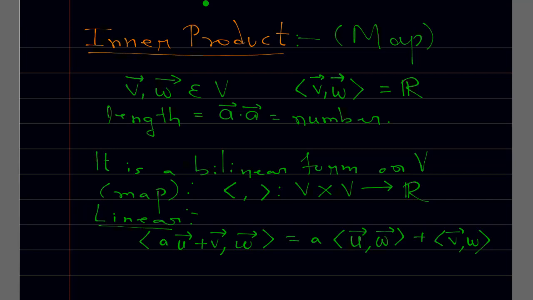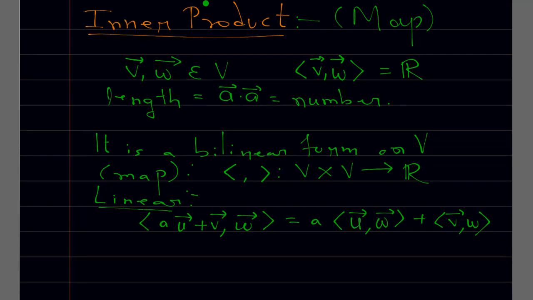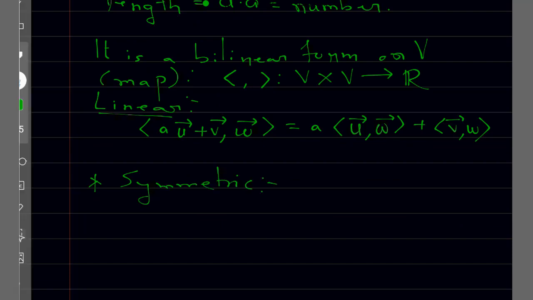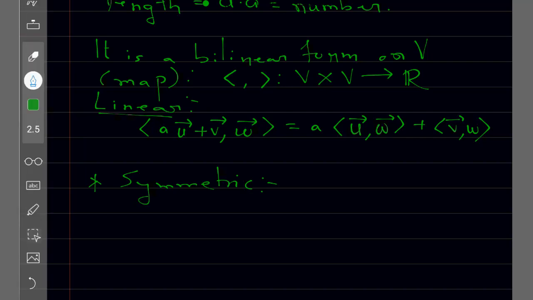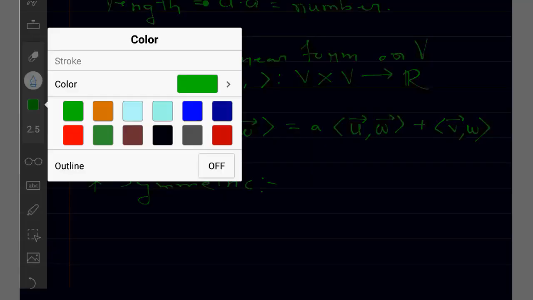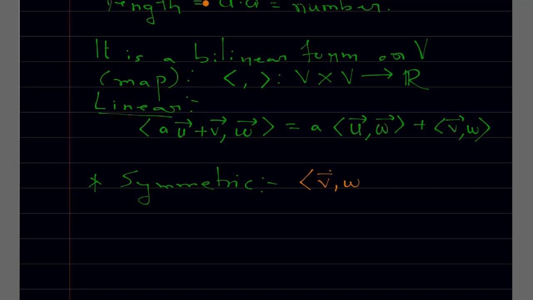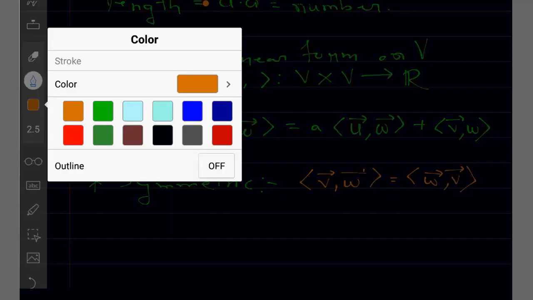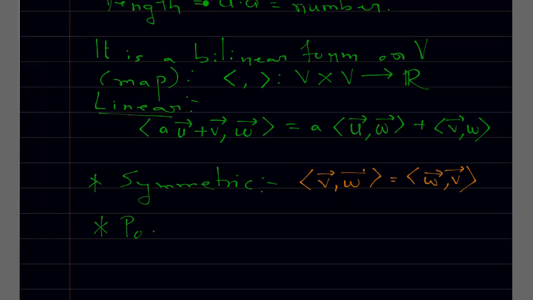There are some more properties of inner product. First of all, the inner product is symmetric. By symmetric, I mean that if you take the inner product of v and w, then this should be equal to the inner product of w and v. This is called the symmetric property. Similarly, the second one, it should be positive definite.